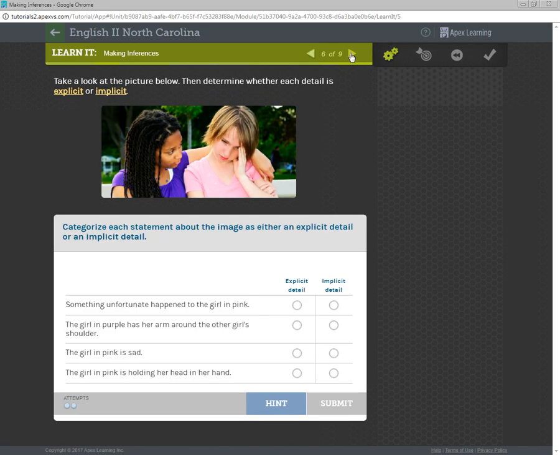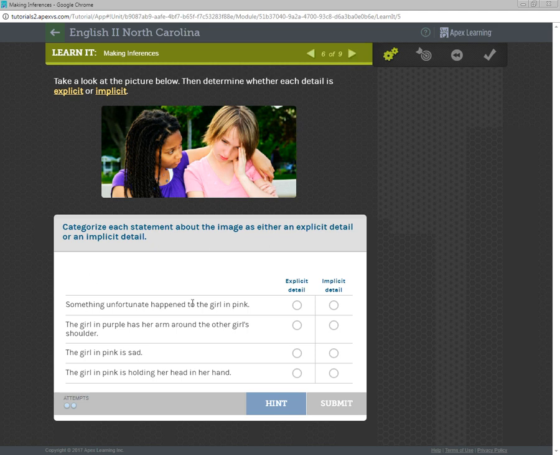Now, let's take a look at this picture below. Then determine whether each detail is explicit or implicit. So, we have two girls. Looks like they're friends because one has her arm around the other. The girl in the pink shirt clearly looks upset. The girl in the blue shirt clearly looks to be consoling her. And that's just about it.